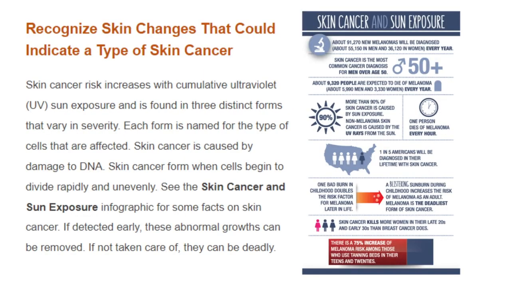Recognize skin changes that could indicate a type of skin cancer. Skin cancer risk increases with cumulative ultraviolet, UV, sun exposure and is found in 3 distinct forms that vary in severity. Each form is named for the type of cells that are affected. Skin cancer is caused by damage to DNA. Skin cancer forms when cells begin to divide rapidly and unevenly. See the skin cancer and sun exposure infographic for some facts on skin cancer. If detected early, these abnormal growths can be removed. If not taken care of, they can be deadly.